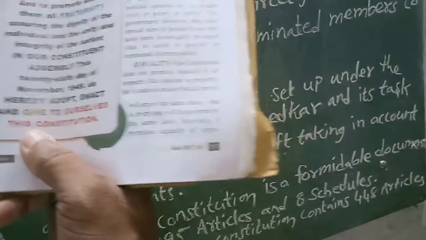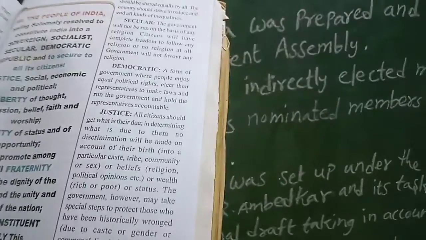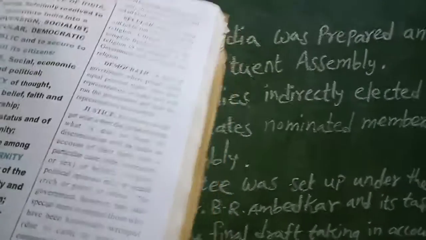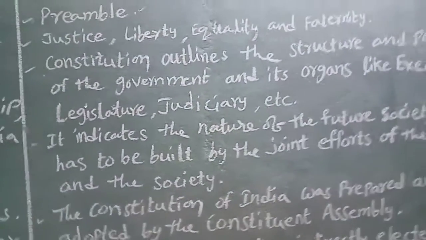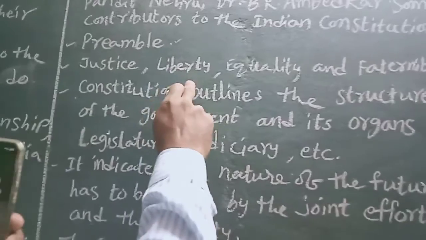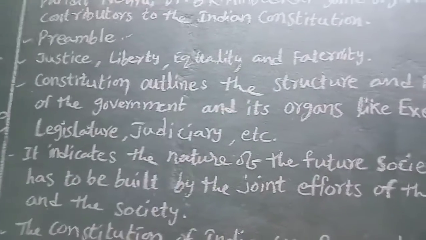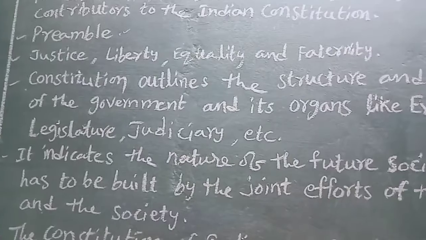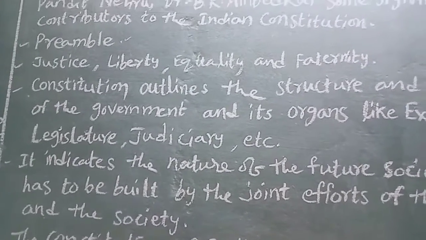This is the preamble of our constitution. We the people of India. Here the main focus is on the constitution's preamble. Justice, liberty, equality and fraternity are the most important. Now, next, what is our constitution? What are the main points in our constitution?